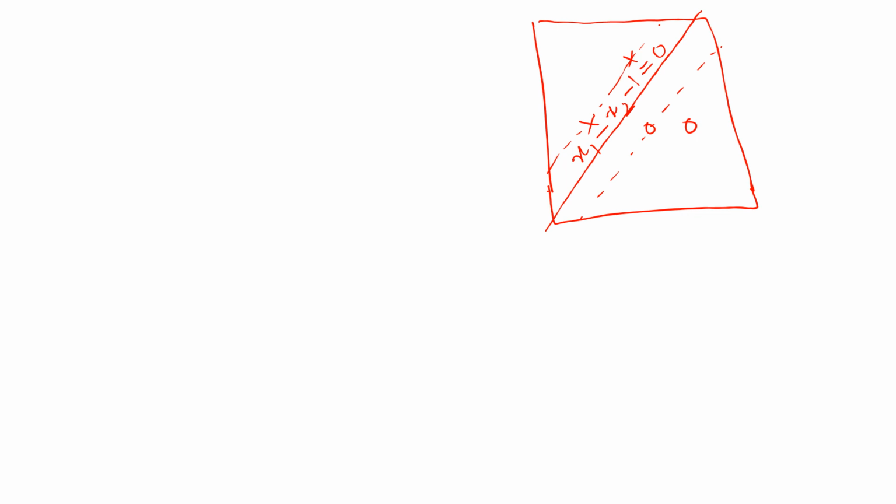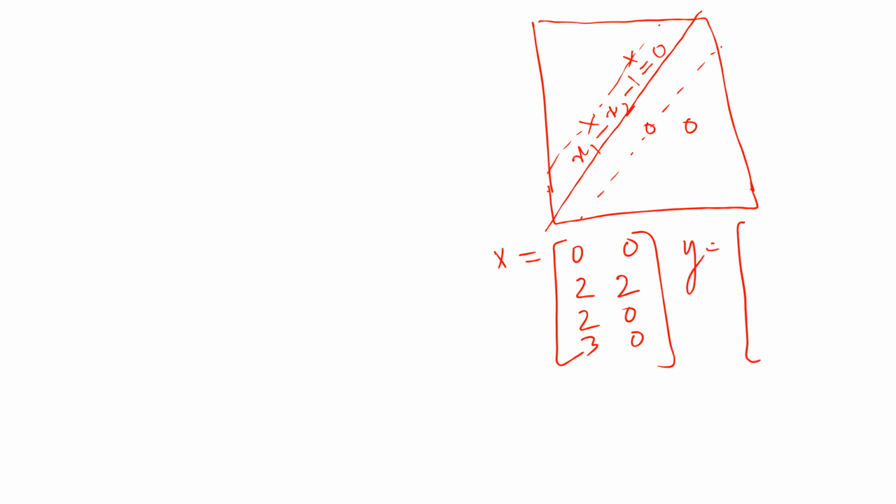And what else? Of course, we had the input, which was (0, 0), right? Two-dimensional: (2, 2), (2, 0), (3, 0). All right, and then the target vector, which was minus for these 2 points, right? And plus for the other 2.